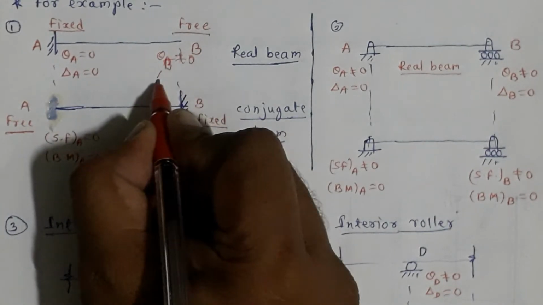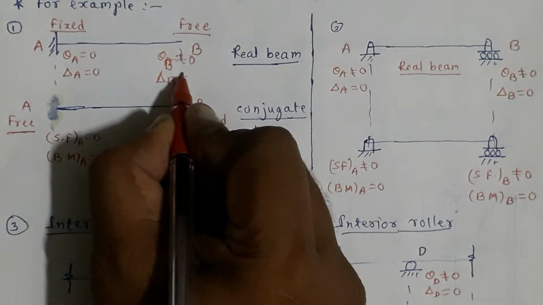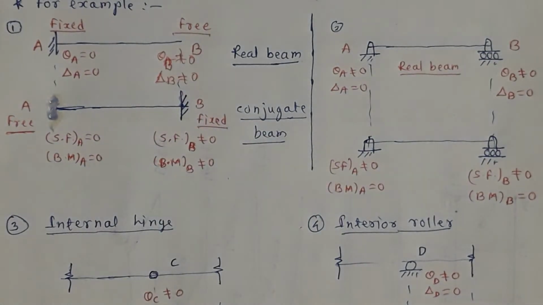Theta B is not equal to 0. Delta B is also not equal to 0. Means both, that is slope as well as deflection, both exist. So we'll have to select a support in case of conjugate beam such that shear force and bending moment both are existing, and the only support which satisfies this condition is the fixed support.